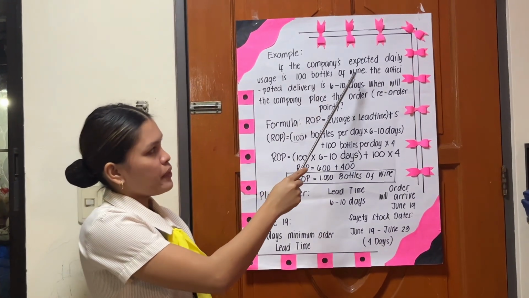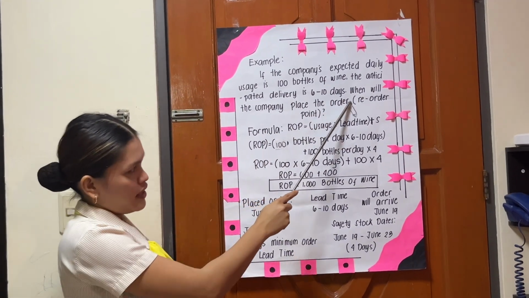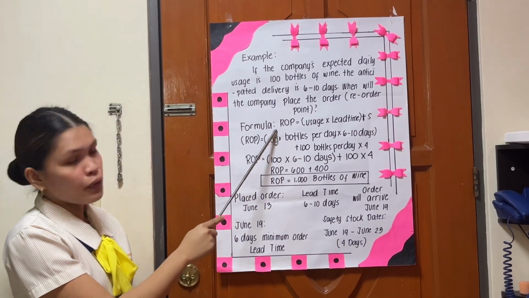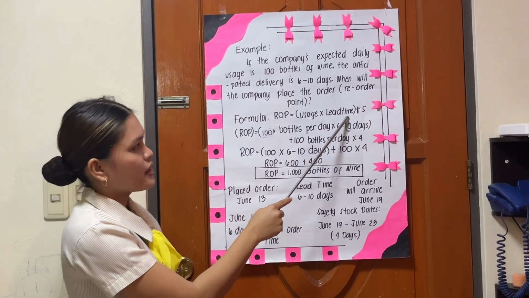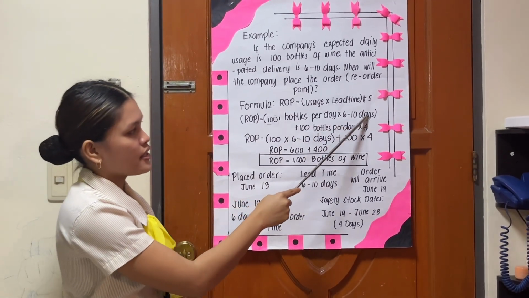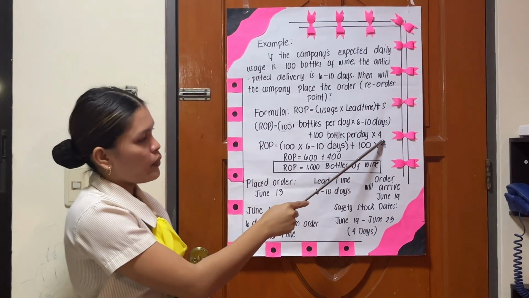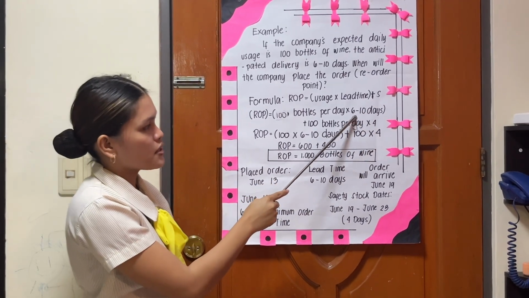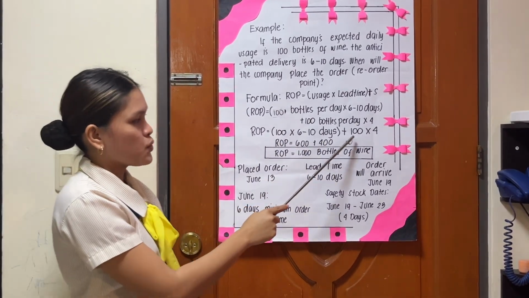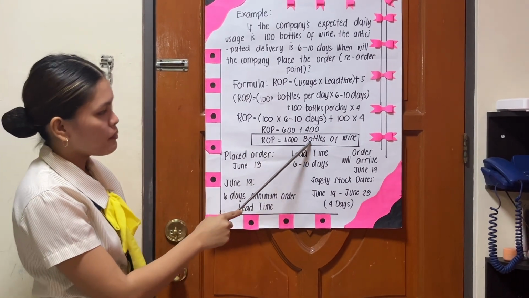If the company's expected daily usage is 100 bottles of wine, and the anticipated delivery is 6 to 10 days, when will the company place the order? So let's solve this using the formula of ROP: usage times lead time plus safety stock. Usage is 100 bottles per day times 6 days lead time, plus 100 bottles per day times 4. If you're going to ask where I get this number, this is the gap between the 6 to 10 days lead time. So 100 times 6 is equal to 600, plus 100 times 4 is equal to 400. So the total ROP is 1,000 bottles of wine.